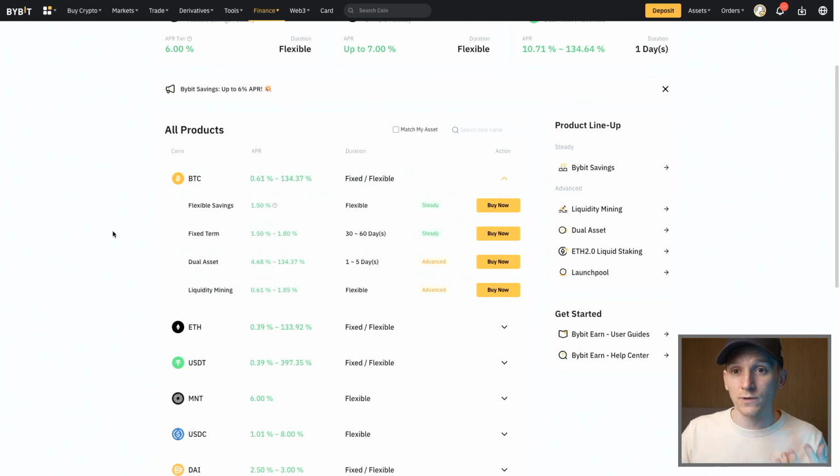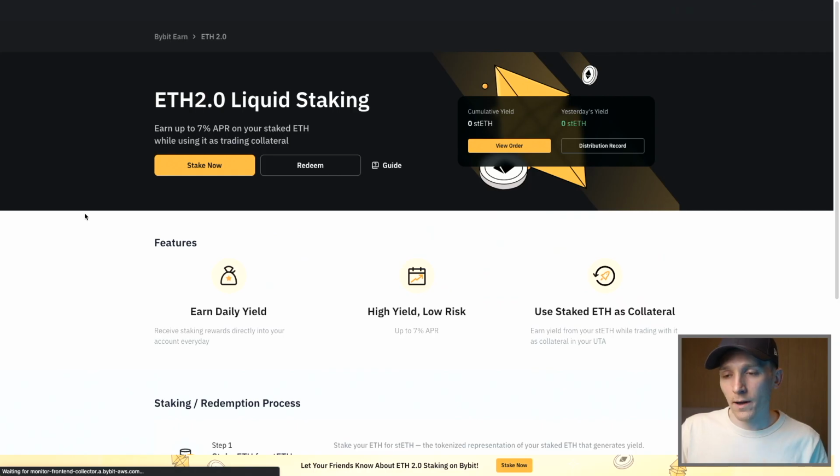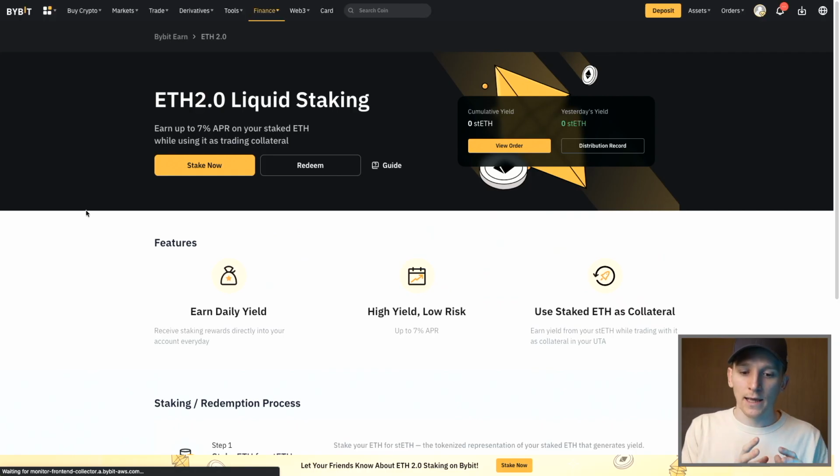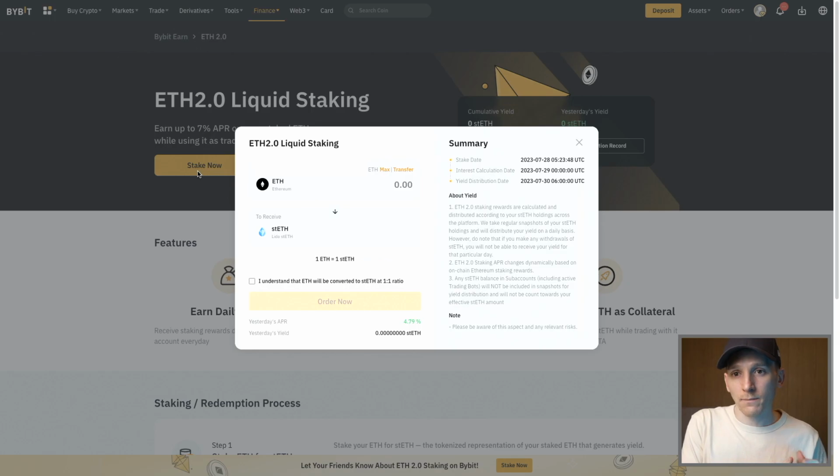Bybit also let us stake Ethereum directly through the Earn product, and this is actually the only real staking option that we have. There might be some other proof of stake coins added in the future, but as of right now, it's just Ethereum. So we can click ETH 2.0 liquid staking. Now what Bybit are doing here is actually making it easy to buy staked ETH. Now, staked ETH is a product from Lido, who are the most popular product provider here.